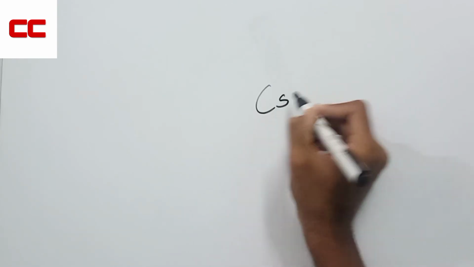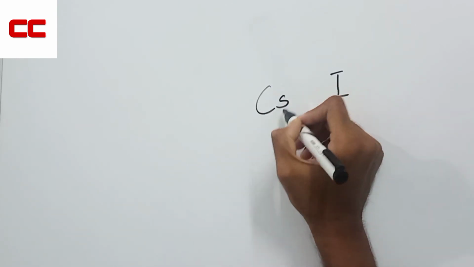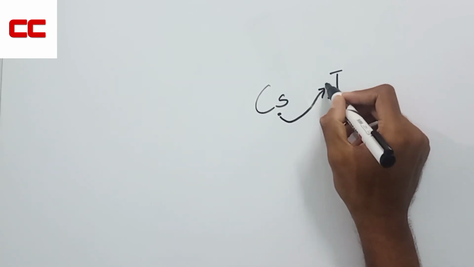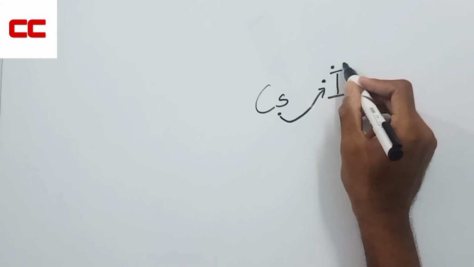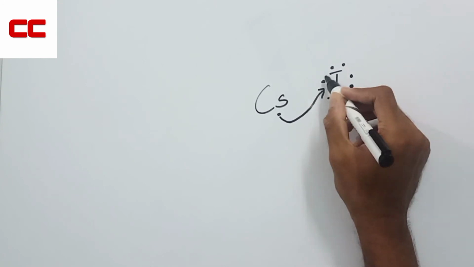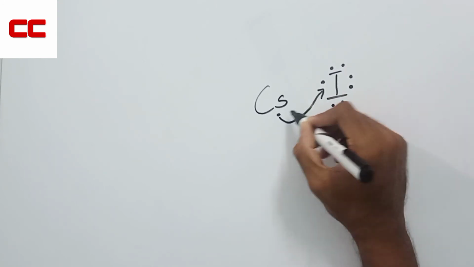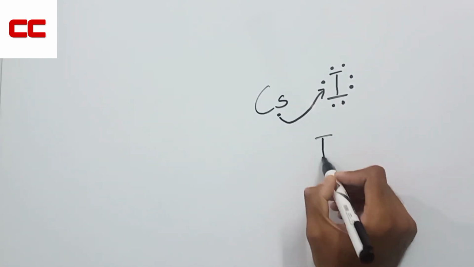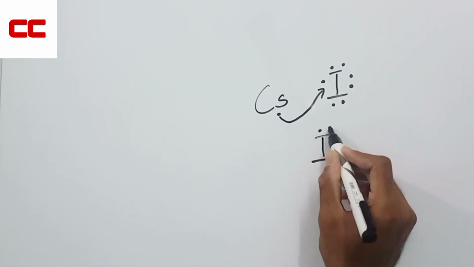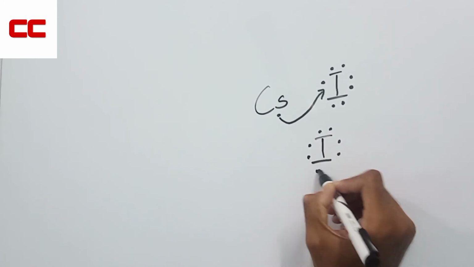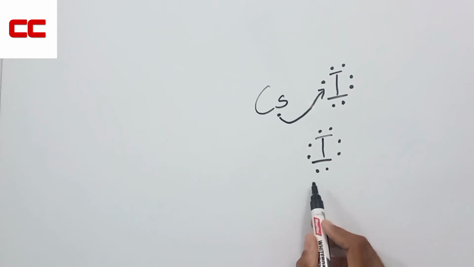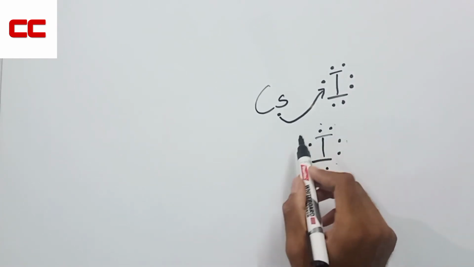Exactly, cesium iodide, giving one electron. Iodine already has 7 valence electrons: 1 2 3 4 5 6 7. One more electron comes from here, then it looks somewhat like this: 1 2 3 4, completely filled. Octet means 8 electrons. See, completely filled: 1 2 3 4 5 6 7 8.